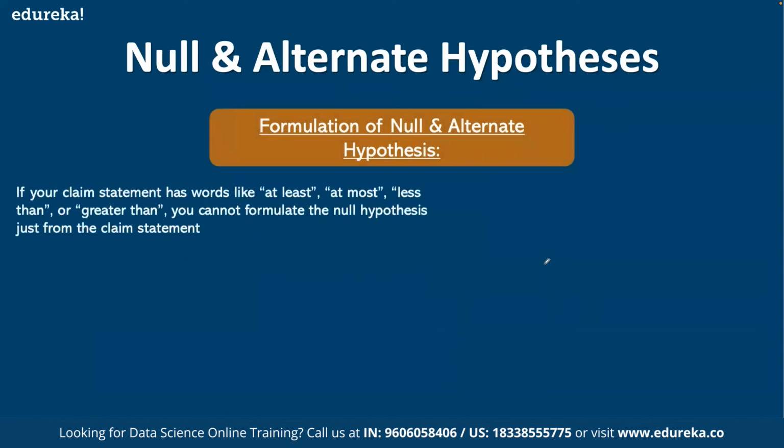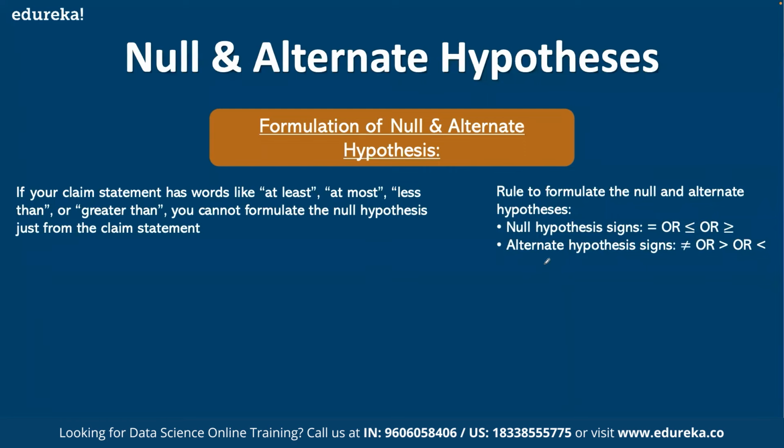So when we are formulating the null hypothesis and the alternate hypothesis, suppose your claim statement has words like at least, at most, less than, or greater than. In such scenarios, you cannot formulate the null hypothesis just from that claim statement. So you have to create something like this, okay? The rule to formulate the null and alternate hypothesis is like this: it is equal to, greater than or equal to, or less than or equal to. These are the ways in which you are going to formulate your null hypothesis, and the alternate hypothesis is the opposite of it. Let's say if I'm using equal to, it is not equal to. If it is less than or equal to, then it will be greater than. If it is greater than or equal to, then it will be less than.